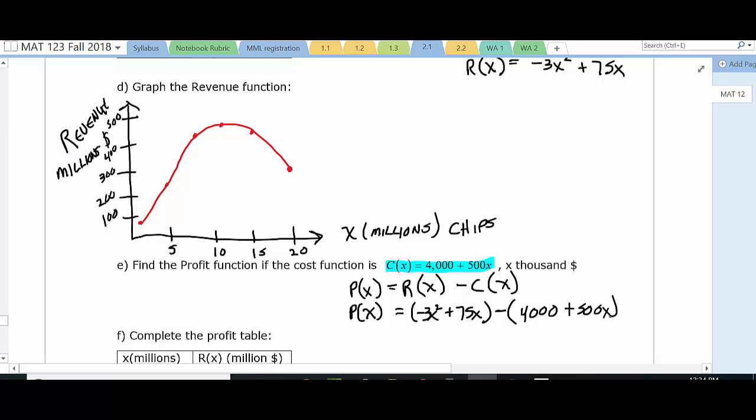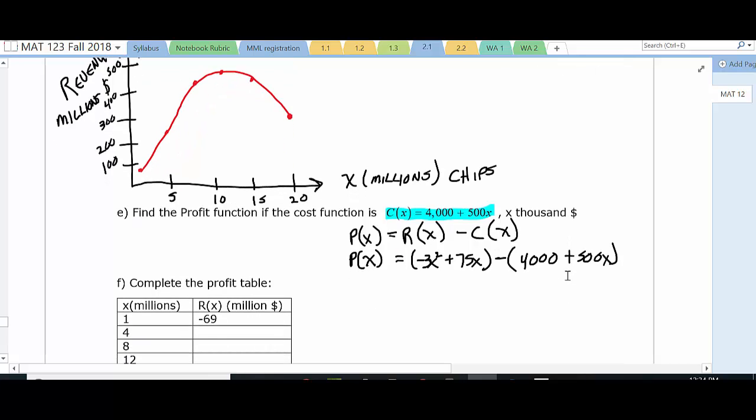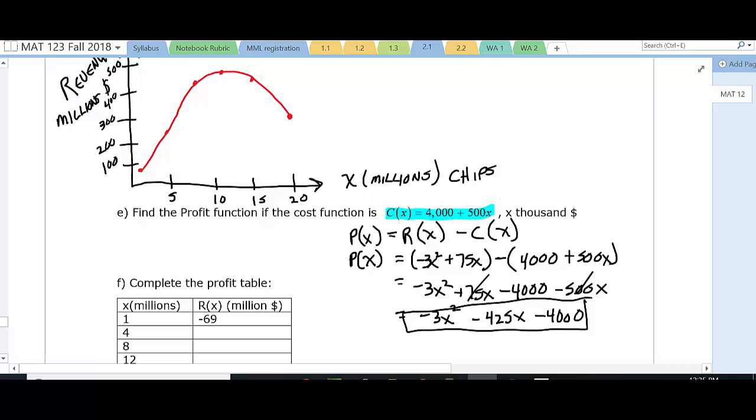So that's how you get your profit function together, because ultimately we want to see where we're gaining profit on this. Okay. So what you do is combine like terms. This would be negative 3x squared plus 75x minus 4,000 minus 500x. And that will be negative 3x squared, and you have two like terms, that would be minus 425x, and then minus 4,000 like that. Okay, so that's what we have. That's how, once you have the revenue and cost, you find profit. Okay, everybody with me there? Revenue minus cost. Okay, that's what I do.